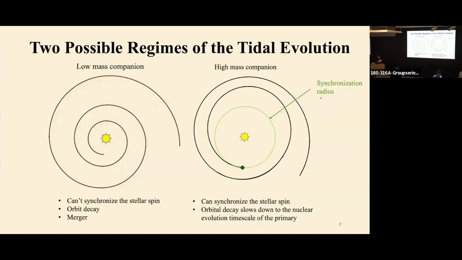And if the secondary is a relatively massive companion, it has enough angular momentum to synchronize the orbit. So when the tidal effect is really strong, the secondary could experience a small spiral-in, and after it has reached the synchronization radius, it will keep this stable feature for a long time scale. So the takeaway point for these two different cases is that synchronization can make the system more stable and survive longer before merger.